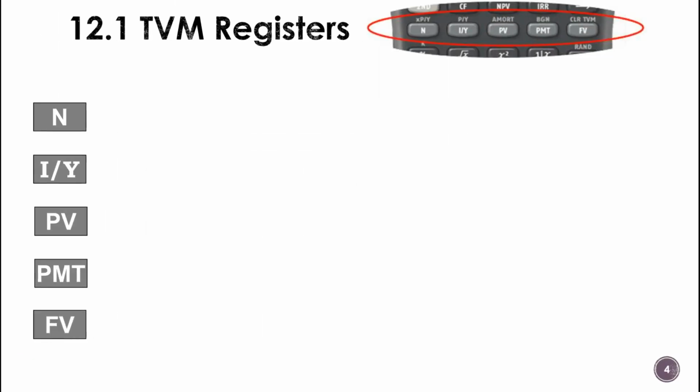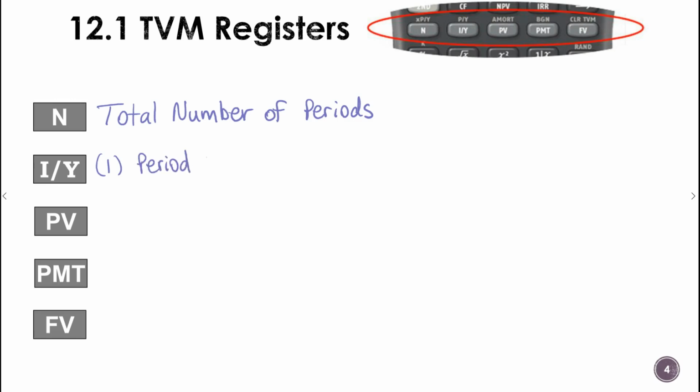So we're going to write out what each of these mean. N means the total number of periods for the time that the money is invested, earning interest. We're going to use I, so that's our periodic rate. We just kind of ignore the fact that it has the Y on there. This is our interest rate, and it's the interest rate divided by the number of times it's compounded.